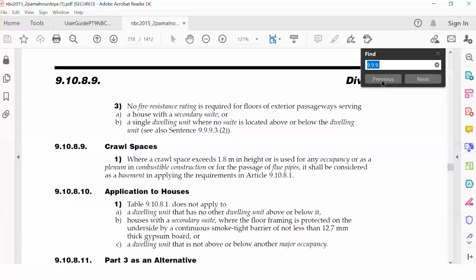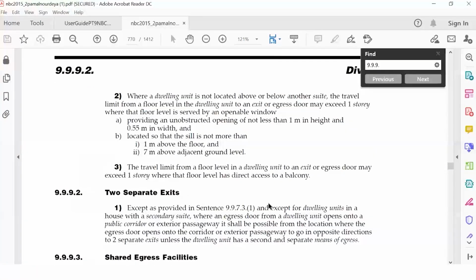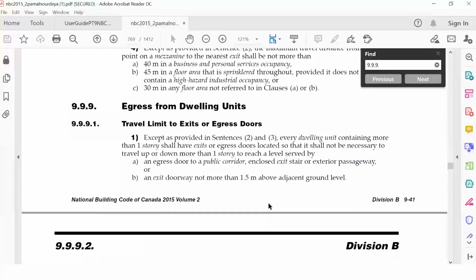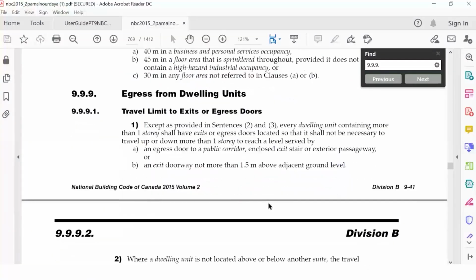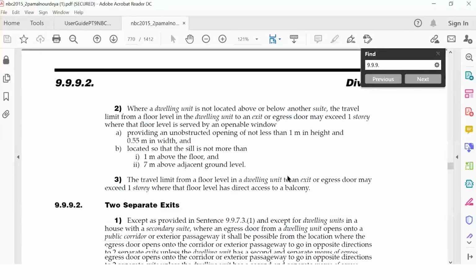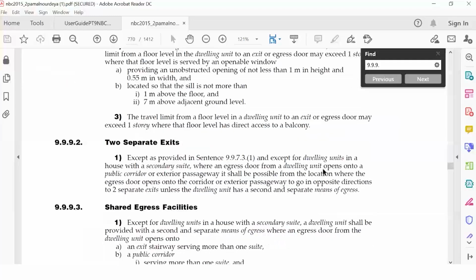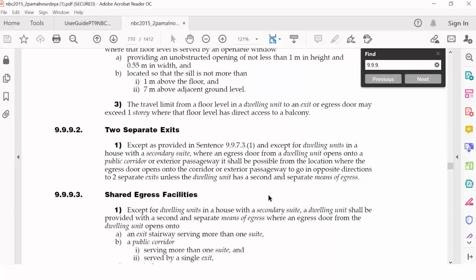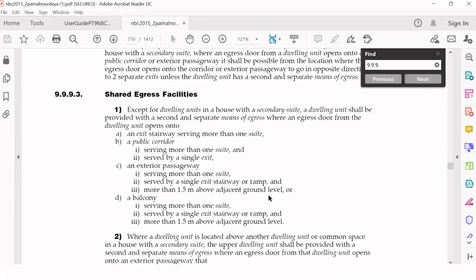All right, two separate exits. So we looked at the egress. We looked at the exits from houses and from dwelling units. We looked at two separate exits, except for dwelling units in a house with a secondary suite, where an egress door from a dwelling unit opens into a public corridor or exterior passageway. It shall be possible from the location where the egress doors open into the corridor or exterior passageway to go in opposite directions to two separate exits, unless the dwelling unit has a second and separate means of egress. Okay, we read that.